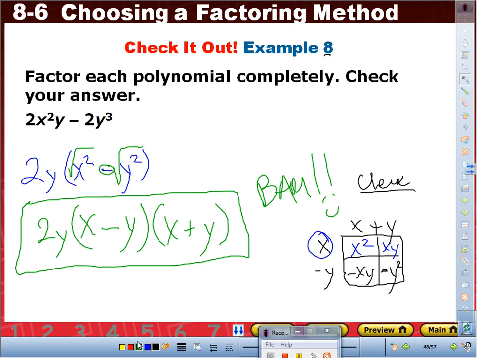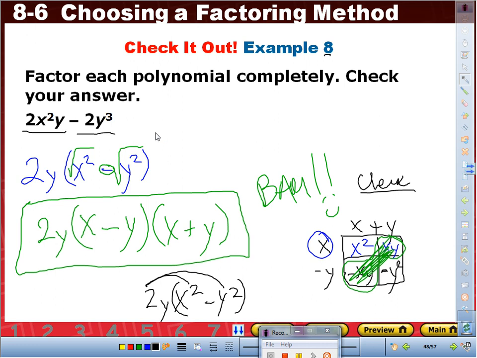We're multiplying. Can we combine like terms? Yes. Negative xy and xy, what does that give us? 0. They cancel, so what do we have left? x squared minus y squared, and don't forget about that, the BFF, 2y. We multiply that in here. What is 2y times x squared? 2x squared y. What is 2y times negative y squared? Negative 2y cubed. Piece of cake.